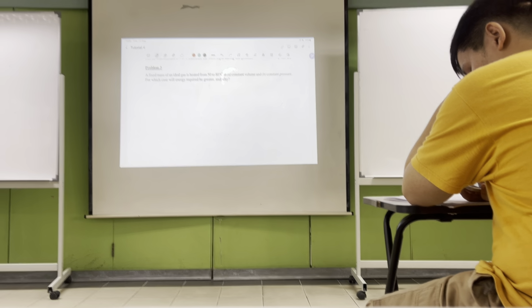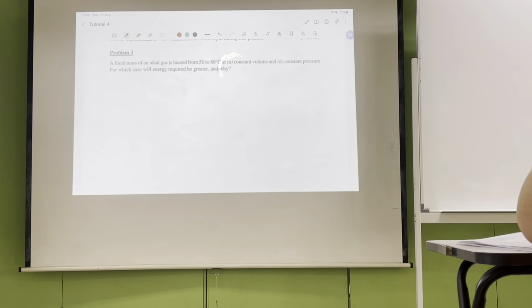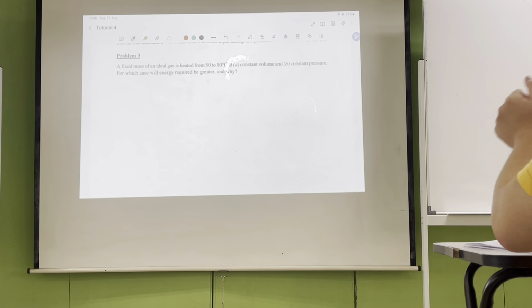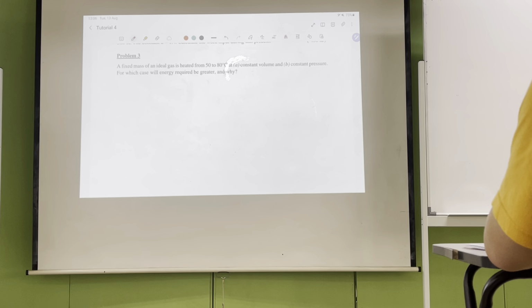Question 3, a very quick one. A fixed mass of an ideal gas is heated from 50 to 80 degrees Celsius. So you have an ideal gas that you heat up from 50 to 80 degrees Celsius, so the change in temperature is 30 degrees Celsius.